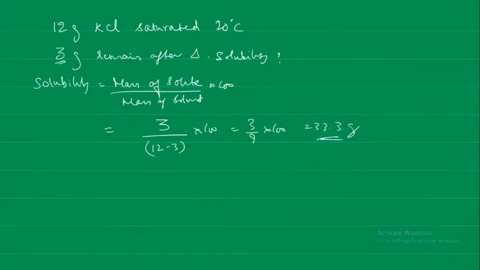So in this way the calculations are quite simple. We just need to know the mass of the solute, then the mass of the solvent, and that ratio into 100 is the solubility.